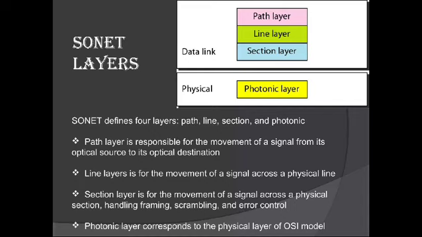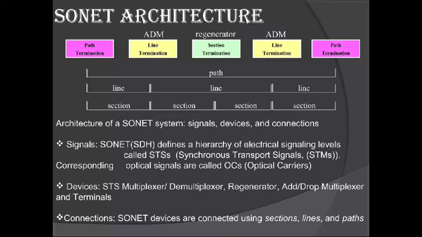In the next slide I'll show you the architecture of SONET, where you can know how these layers are used with the SONET devices. The line layer is used for the movement of a signal across a physical line. The section layer is used across a physical section, handling framing, scrambling or error control. The photonic layer corresponds to the physical layer of the OSI model.